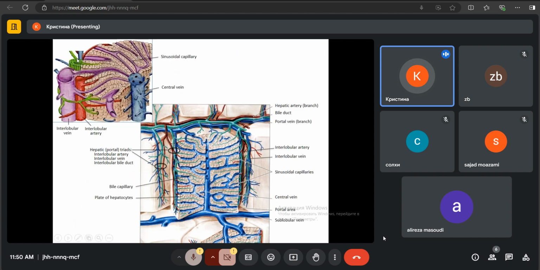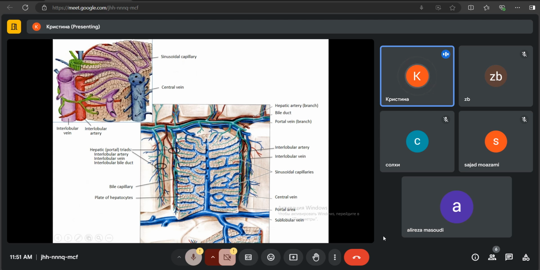In these diagrams, we see the 3D drawings of hepatic lobules with the central vein in the center, which then goes to the sublobular vein. It collects blood coming from the periphery through the sinusoidal capillaries, which go between the trabeculae of hepatocytes. These lighter cells are hepatocytes. They form trabeculae, and between those trabeculae run sinusoidal capillaries.